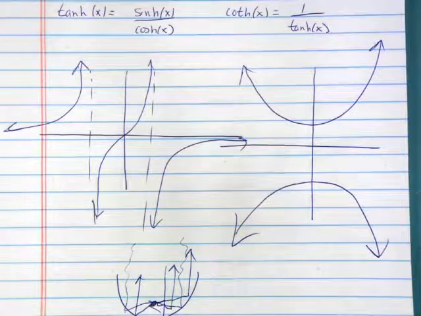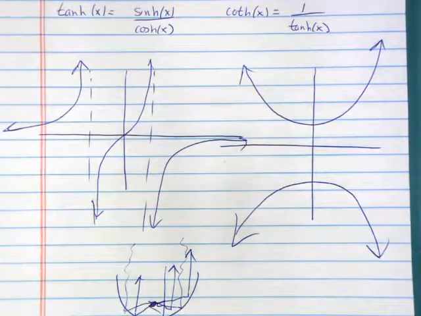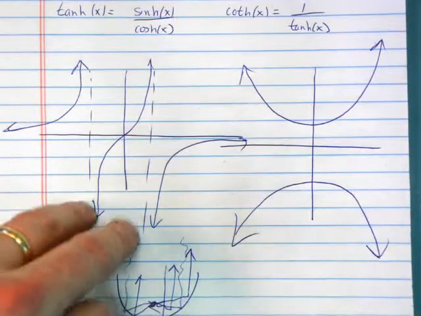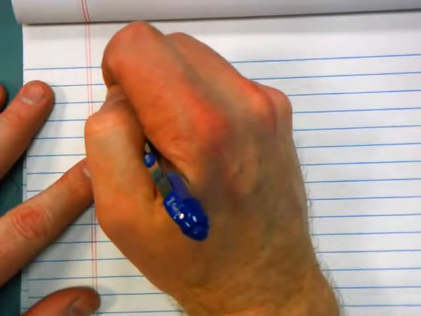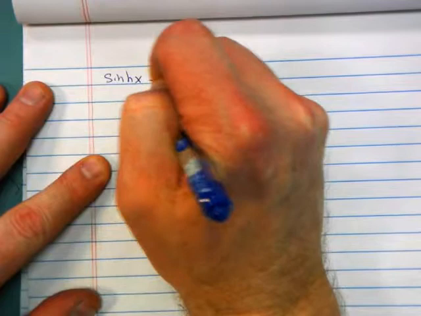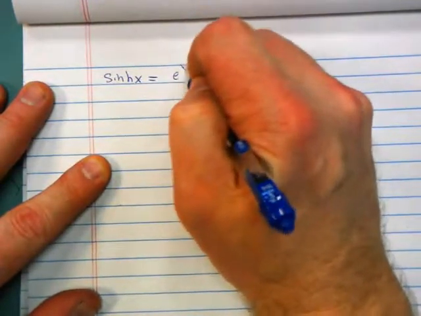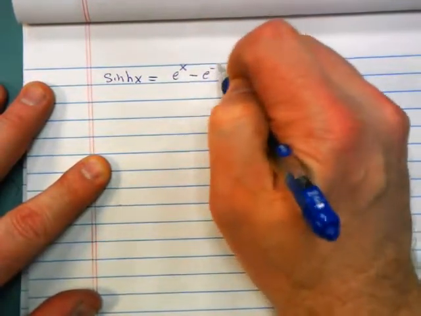You do multi-dimensional stuff. All right, so now, what do these hyperbolic functions have to do with trigonometry? Well, there's a lot of interesting formulas that happen to work out just right. For example, hyperbolic sine, we defined that as e to the x minus e to the minus x over 2.